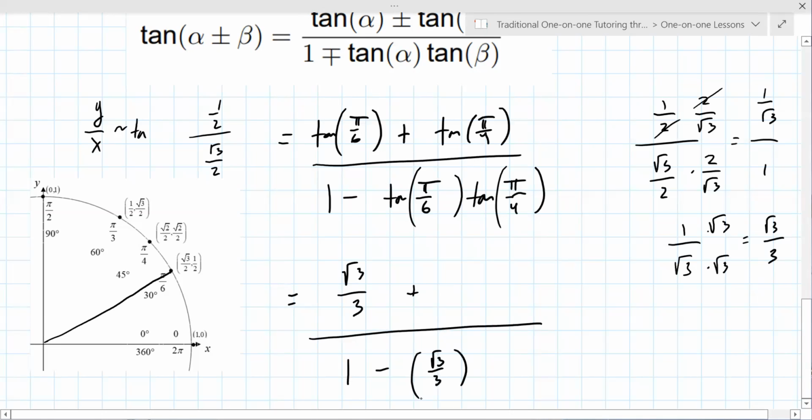Okay, so now we got to find the tangent of pi over 4. So that's again the y over the x, but at pi over 4, that's a nice one because y over x, they're the same. And that means it's just 1. So if you do enough of these, you're like, oh yeah, tangent pi over 4, it's 1. I don't have to do anything special for that.